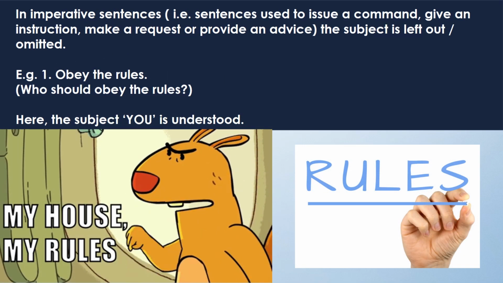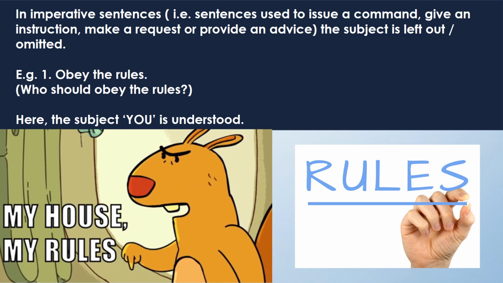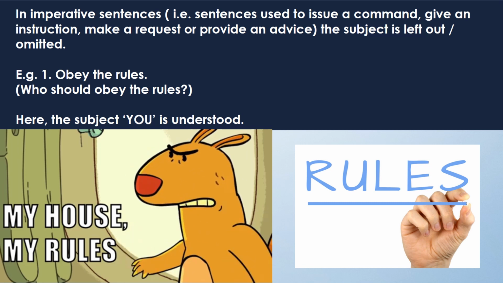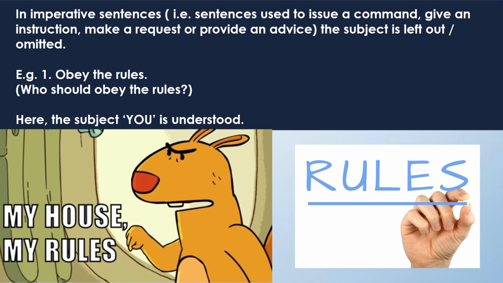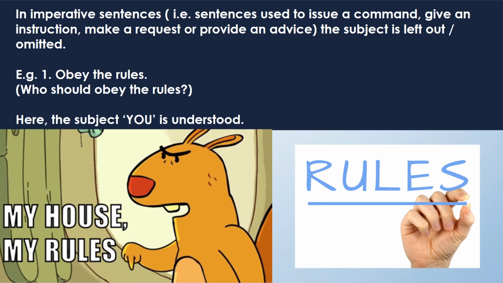In imperative sentences, the subject is left out or omitted. Now, what are imperative sentences? A sentence used to issue a command, give an instruction, make a request, or provide an advice is called an imperative sentence. Example number 1. Obey the rules. Who should obey the rules? Here, the subject you is understood.